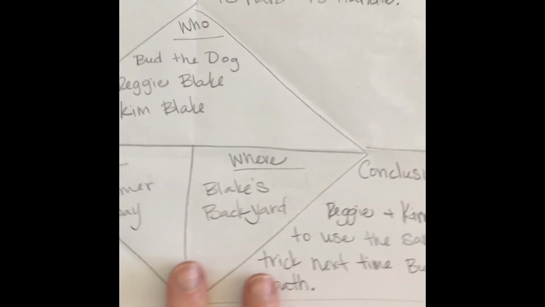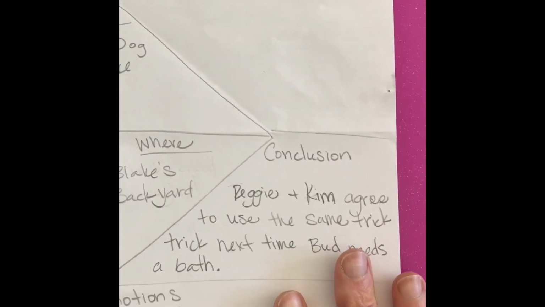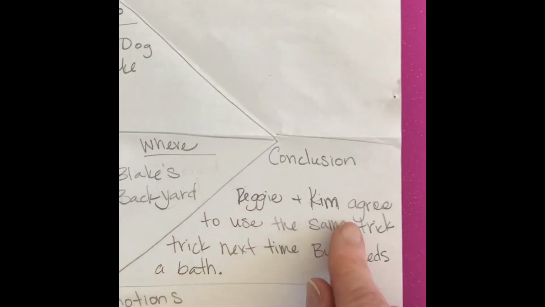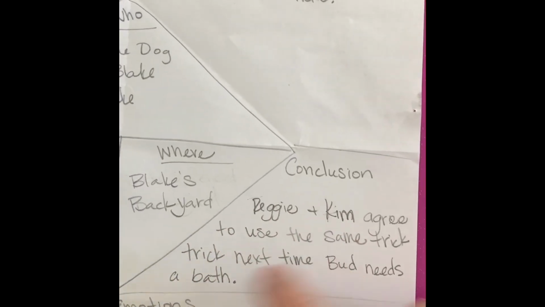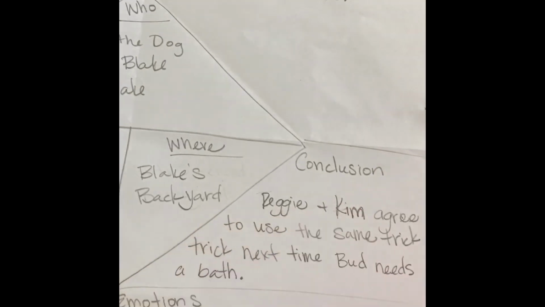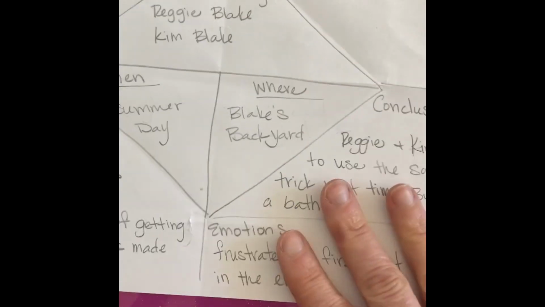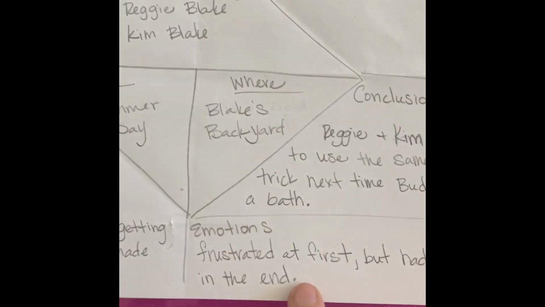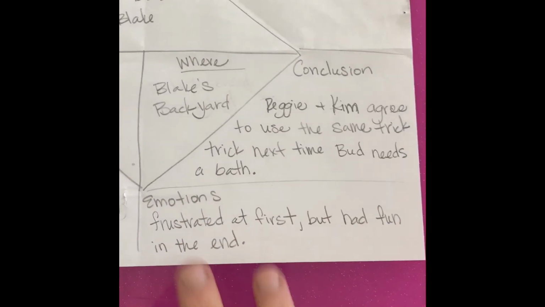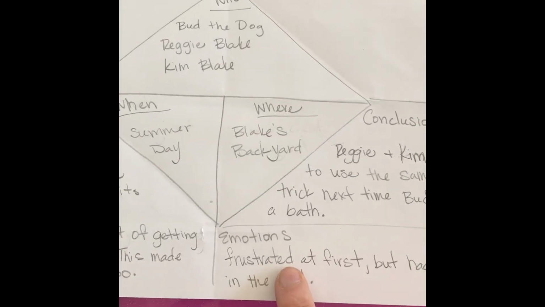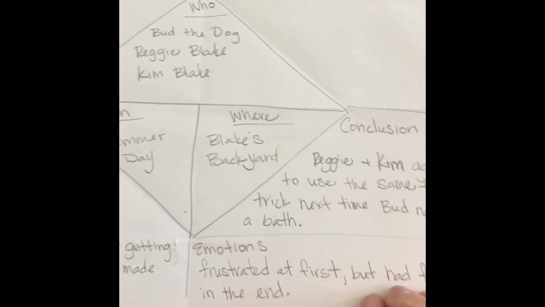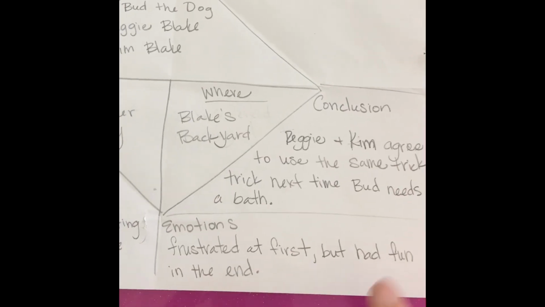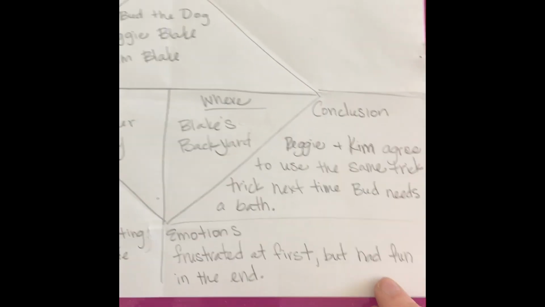Then the conclusion. They decided at the end of the story, Reggie and Kim agree to use their same trick next time Bud needs a bath. I wrote trick twice. I will erase one. And then with WW Space, we include some emotions because at the beginning, how were the kids feeling? Well, it was a little frustrating at first to wash Bud, because he was twisting and pulling and wriggling. But then at the end, they had turned it into a game and everyone, even Bud, had fun taking a bath.